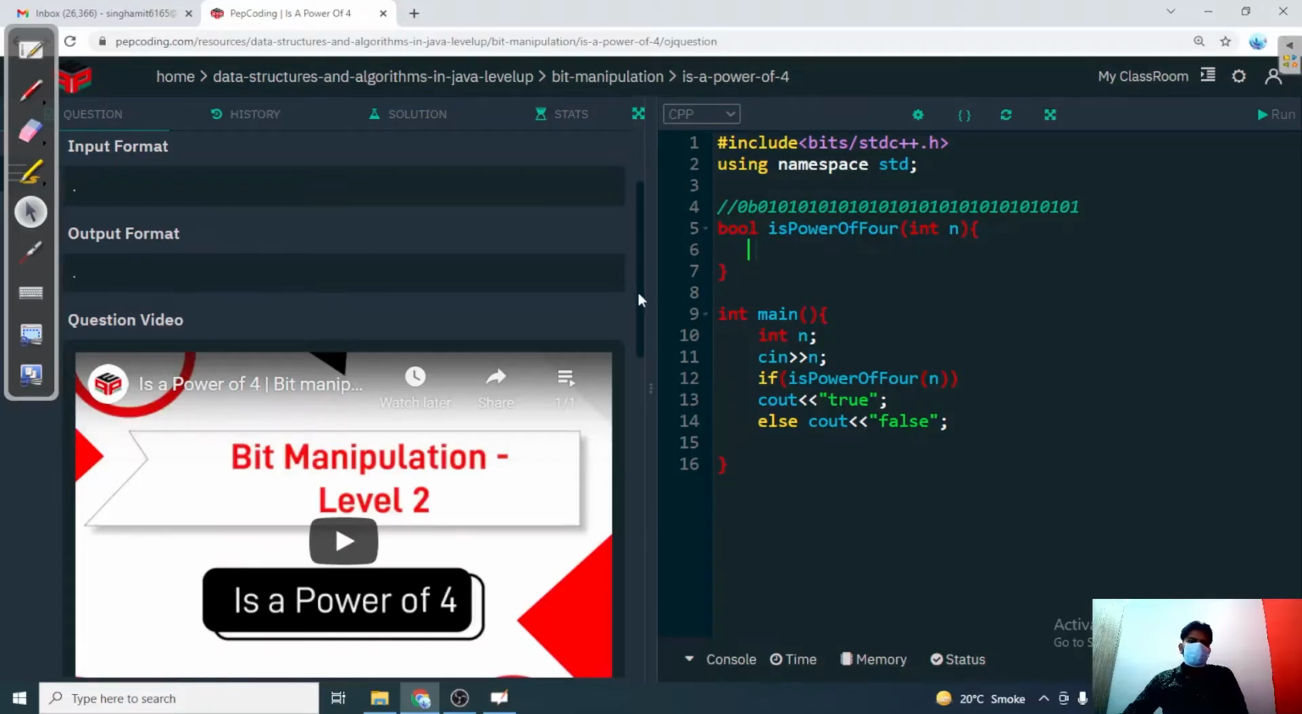So welcome to the new question. In this question, we have to find out whether our number is a power of 4 or not. Okay, so this is our question.